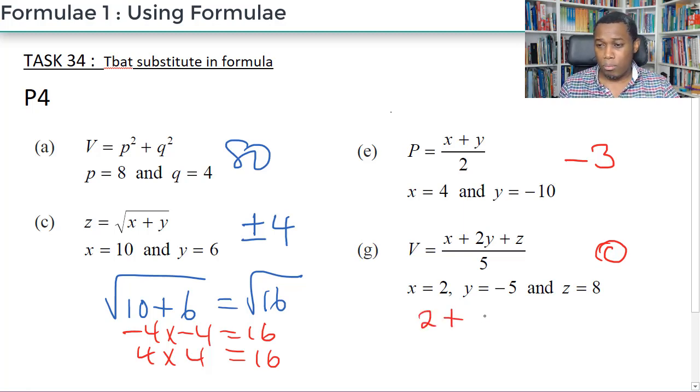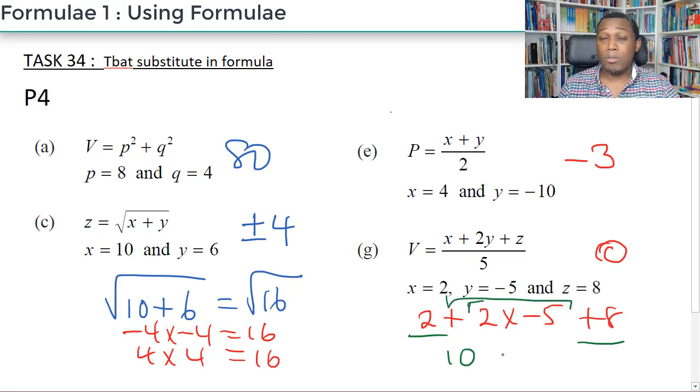For G we have 2 plus 2 multiplied by -5 plus 8. You can see it there. 2 plus 8 is 10. And then the positive 2 times the -5: 5 2s are 10, but the signs are different, so you're going to get a negative. So the numerator is going to be 0. I have nothing, so I can't give you anything. The final answer is also 0.